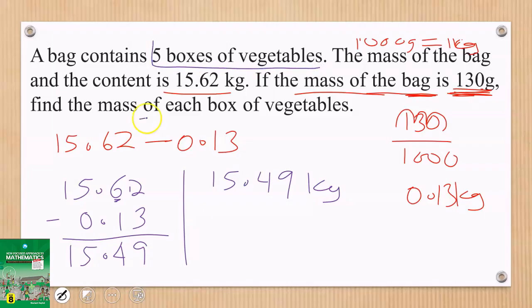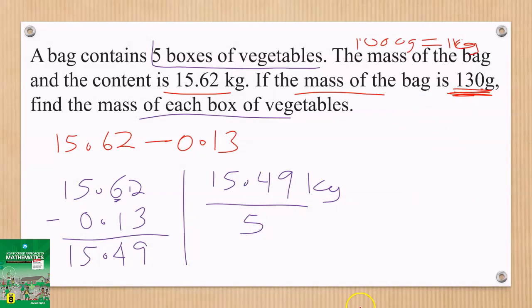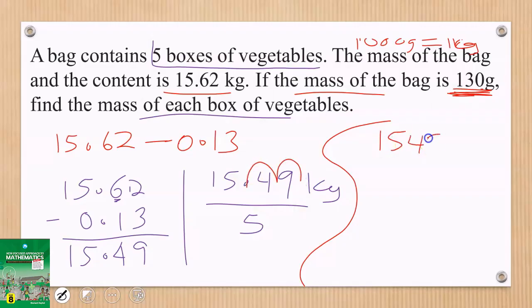Now the question wants us to find each of the boxes, right? So for each box, what we do is divide everything here by 5, and then we work it out and get our answer. So how do we divide 15.49 by 5? There are so many ways you can do this. Because we've learned how to write numbers in standard form, I'll go for that approach by moving this 1, 2 places, so that I write 1549 times 10 to the power positive 2. So that when I'm done with the division, I can reverse the decimal point.